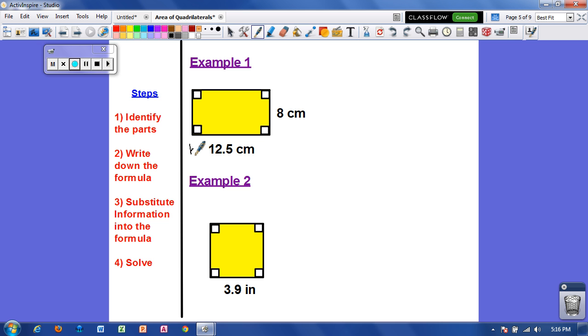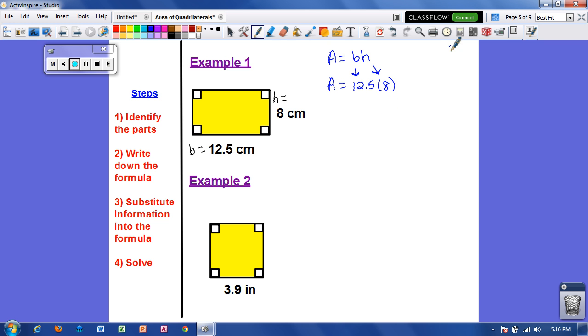It looks like our base equals 12.5 centimeters, and our height is going to equal 8 centimeters. So now we want to write the formula. Area equals base times height. So that means area equals that base of 12.5 times the height of 8. And I'm just putting that in parentheses to keep them separated.